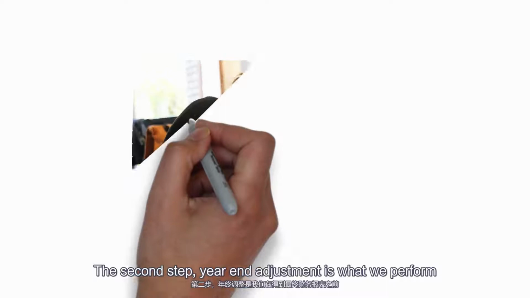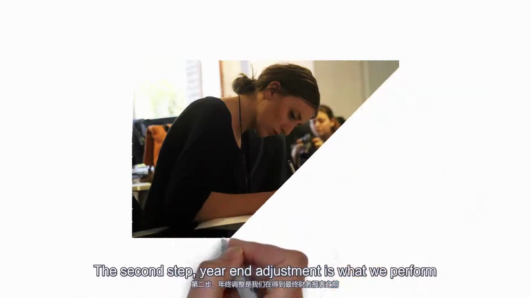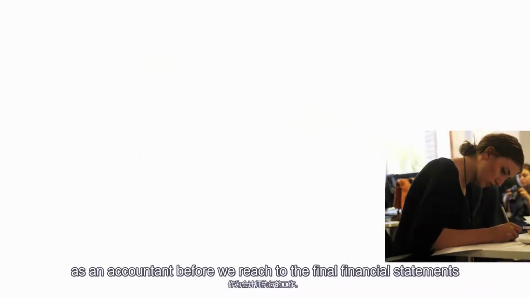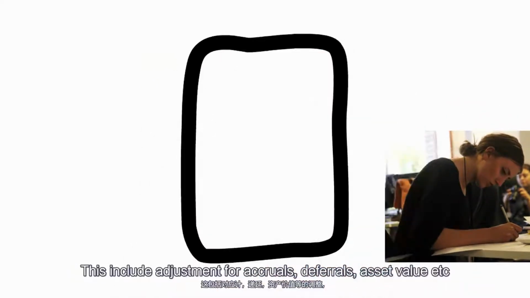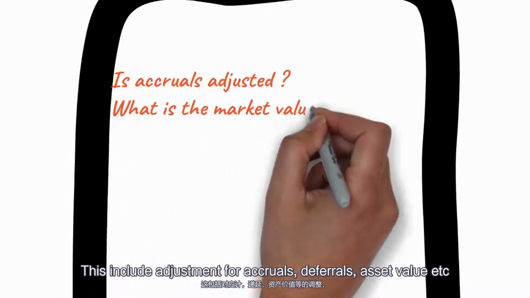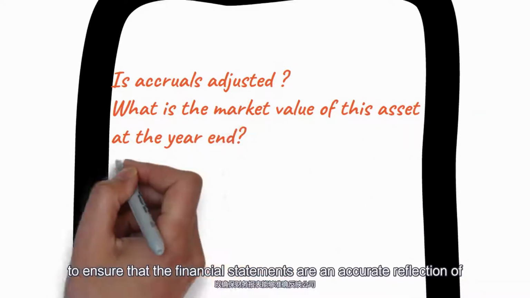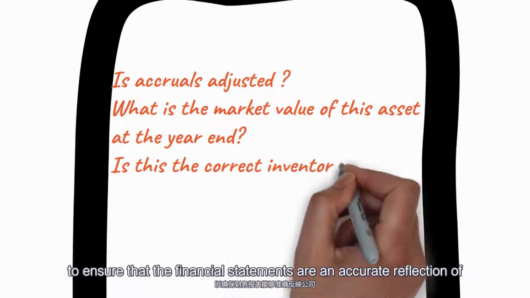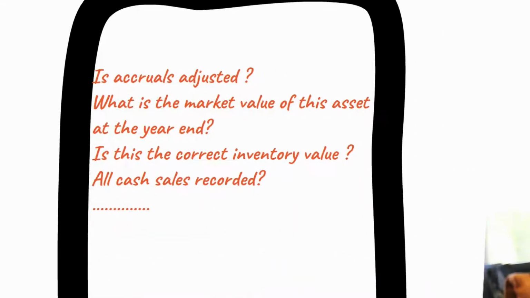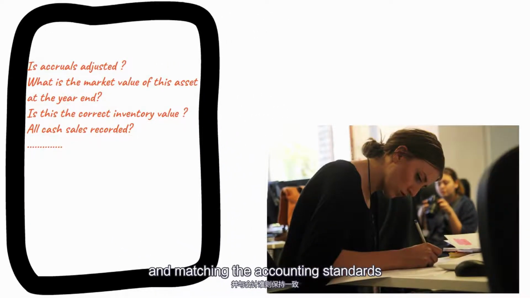The second step, year-end adjustment, is what we perform as accountants before we reach the final financial statements. This includes adjustments for accruals, deferrals, asset values, etc., to ensure that the financial statements are an accurate reflection of the company's financial performance and position, and match the accounting standards.